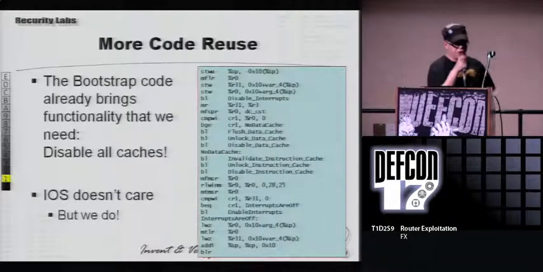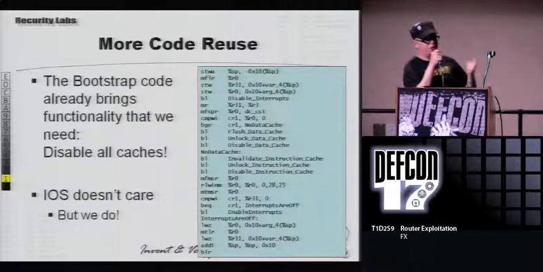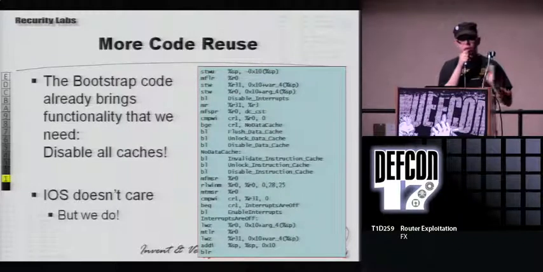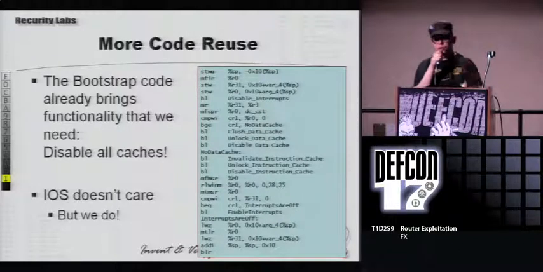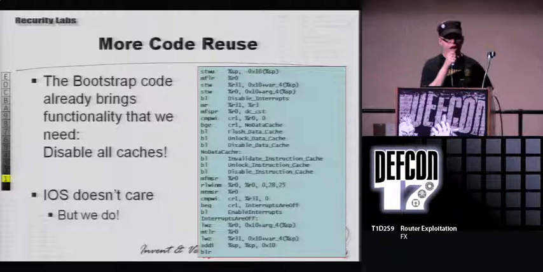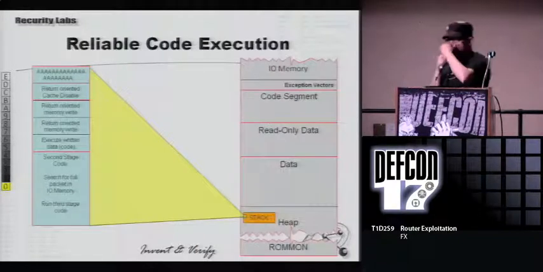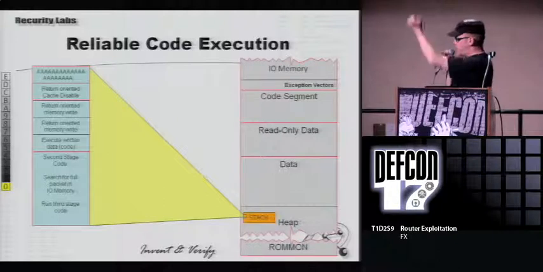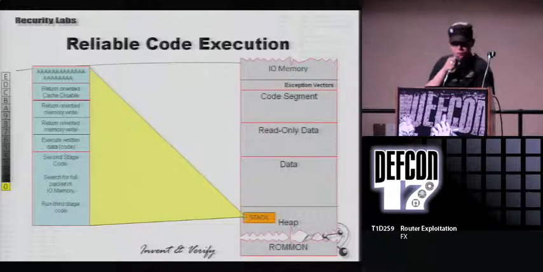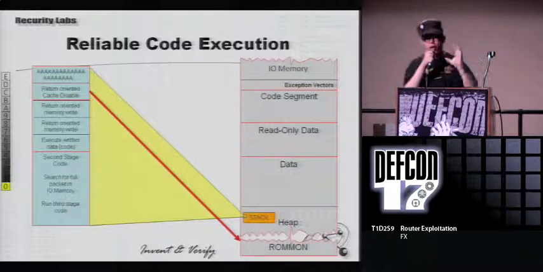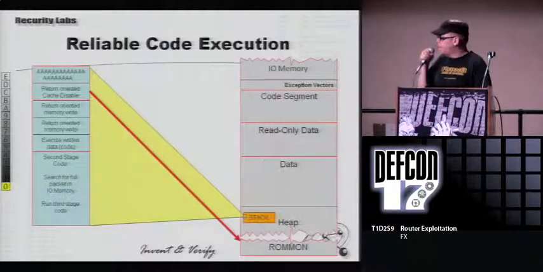Luckily, in this bootstrap code, Cisco needs to do the same thing. Cisco needs to disable the caches when they actually load up iOS. So there's an entire function dedicated to that, which we can jump to, of course, and return-oriented programming uses that one as well. So we're putting it all together. We have the buffer overflow, and we use the return-oriented method to actually disable the cache by calling code in ROMMON.